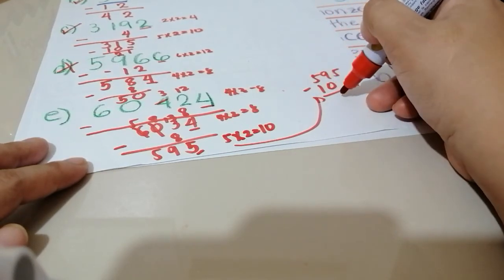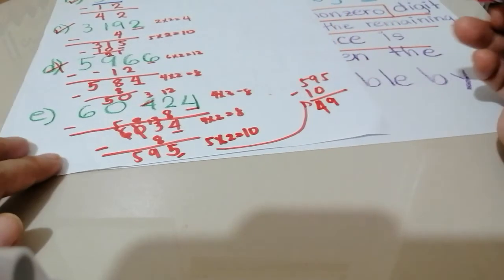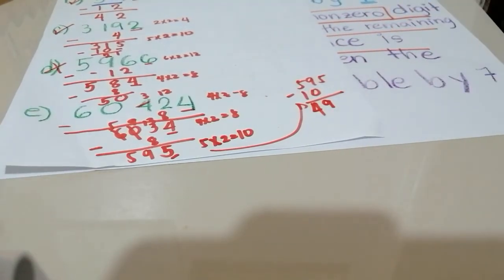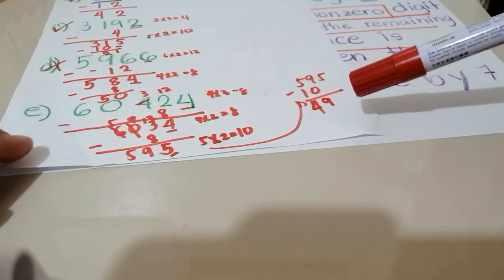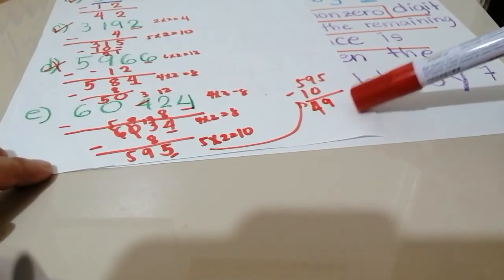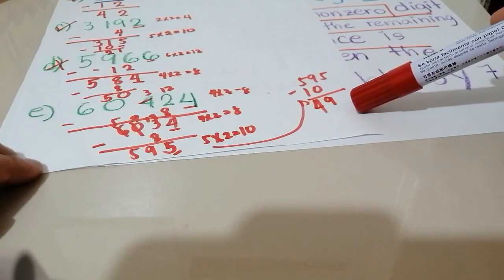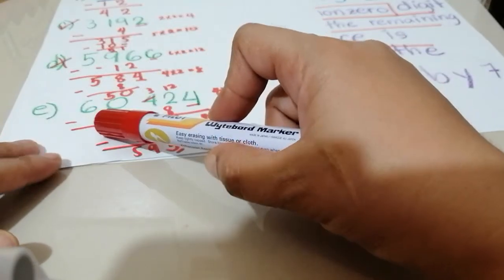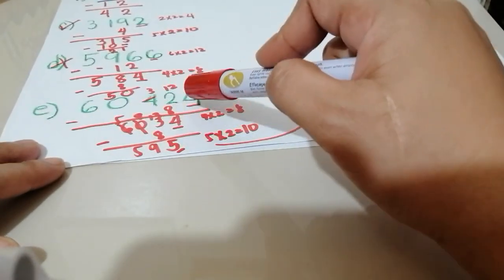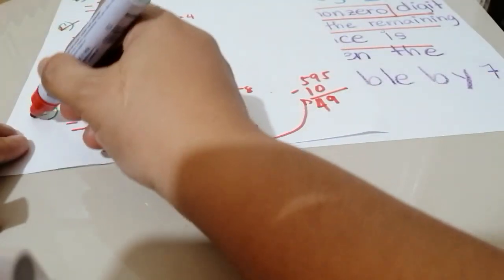So, 9 minus 0 will be 9. 5 minus 1 will be 4. So, 49 yung difference. Okay? At dahil 49 yung difference, 49 is divisible by 7. Because 7 times 7, it will give us 49 as the answer. At dahil doon, we say that 60,424 is also divisible by 7.